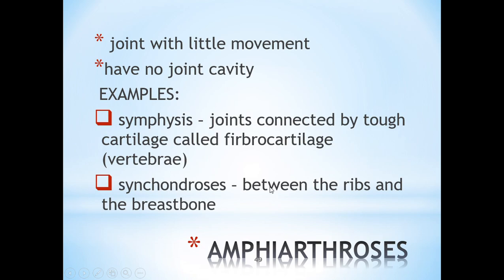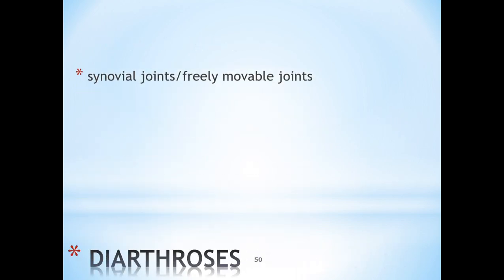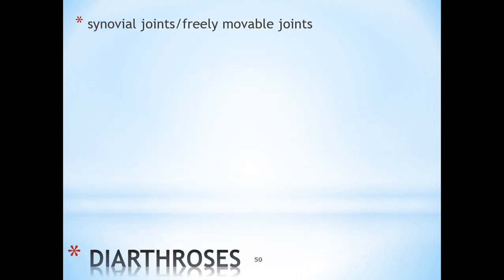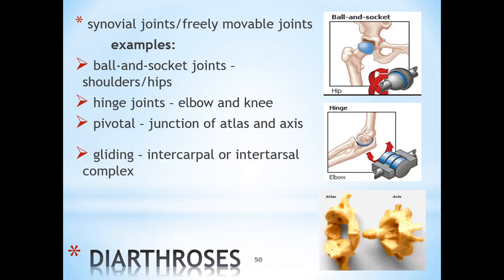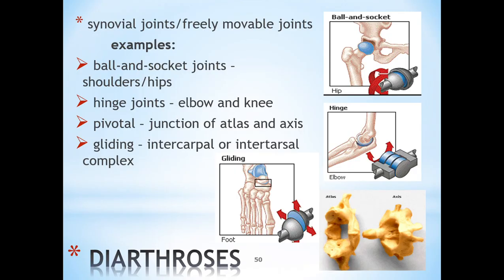What else? They are located in the ribs and your breastbone. Kaya nga, very limited lang yung expansion ng lungs natin. Why? Because limited lang din ang expansion or movement ng ating rib cage and the breastbone. And then diarthrosis, eto, these are known as your synovial joints or freely movable joints. Okay, so talagang you can see the range of the movement of these joints.